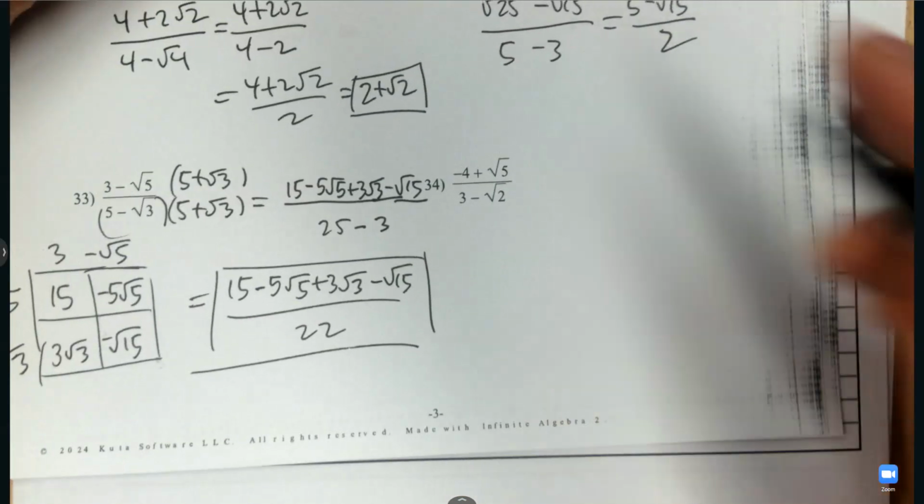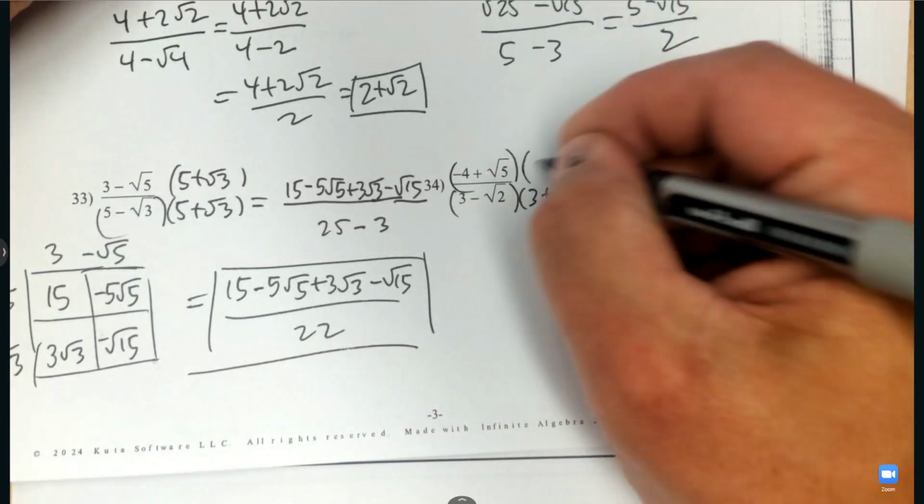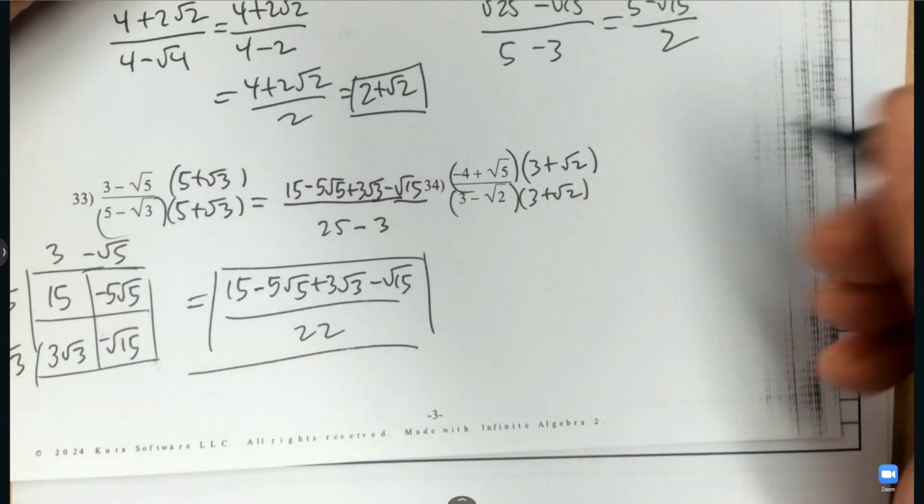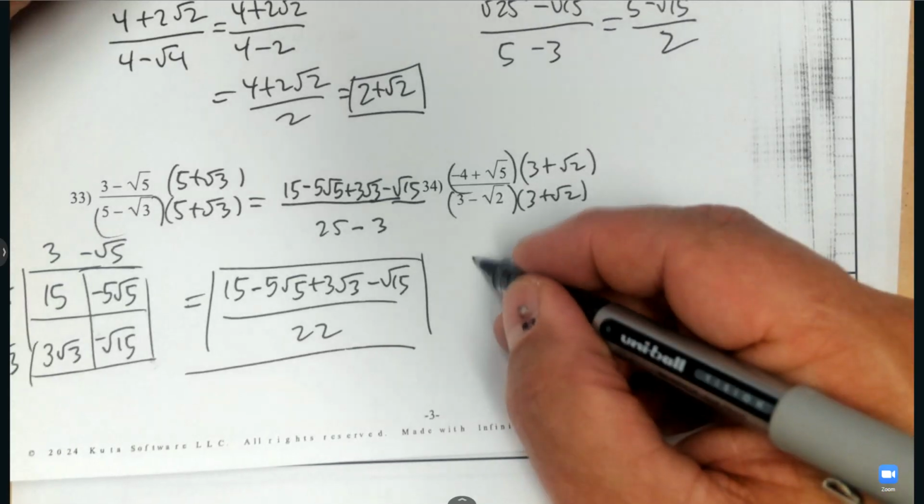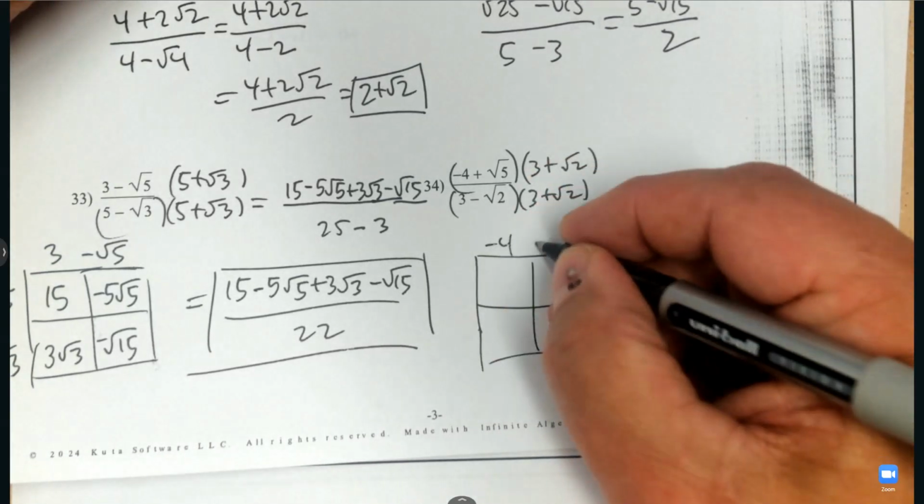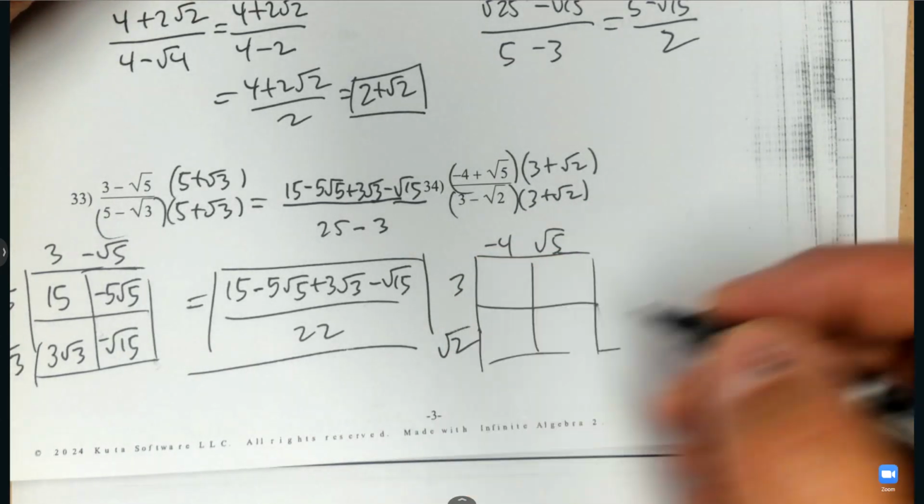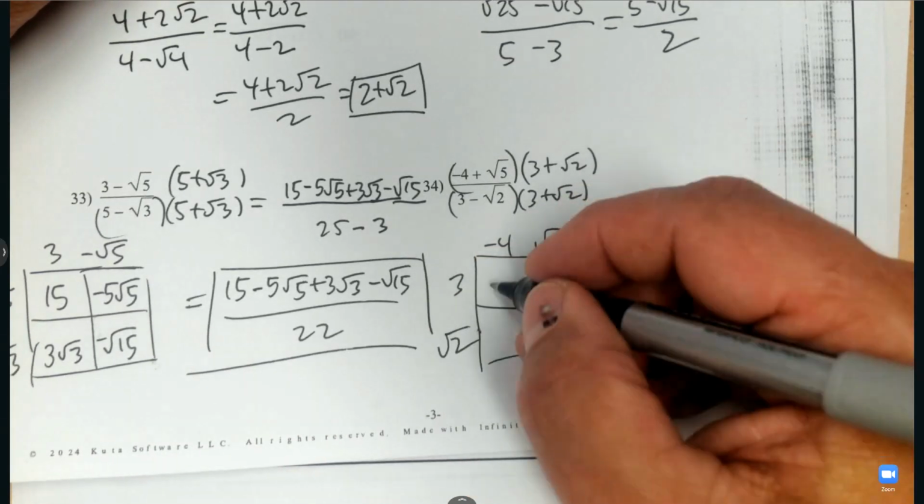All right, last one there. Again, 3 plus root 2 is called the conjugate. Again, for the top one, I need a box. So I'm going to FOIL that out, that top one. That's negative 4 and root 5, 3 and root 2. I'm going to multiply it out. So 3 times negative 4.